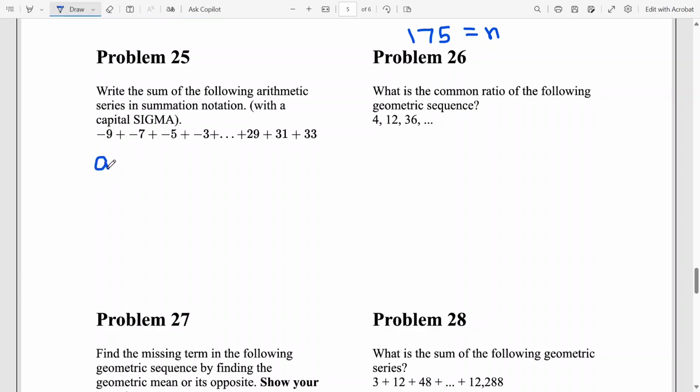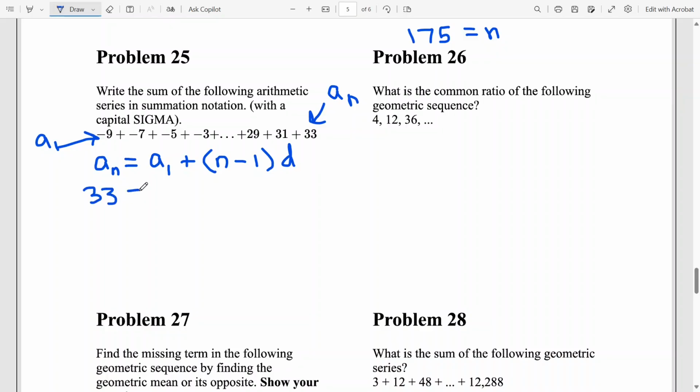So we can use our explicit definition to do that. A sub n equals a sub 1, this is the general one, plus n minus 1 times the common difference d. So this negative 9 is a sub 1. A sub n is 33. And the common difference d is 2 because there's a difference of 2 between each number. So we're going to say 33 equals negative 9 plus n minus 1 times 2.